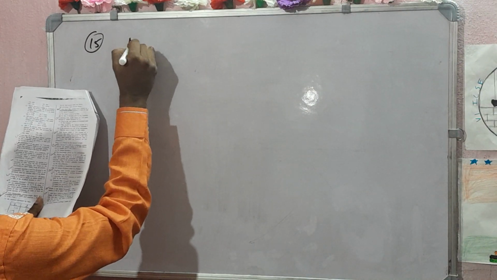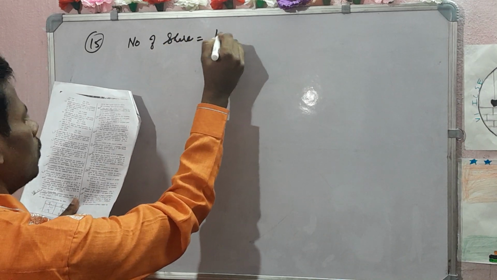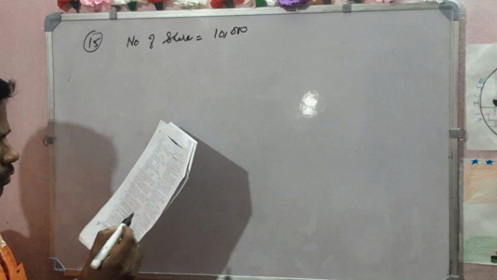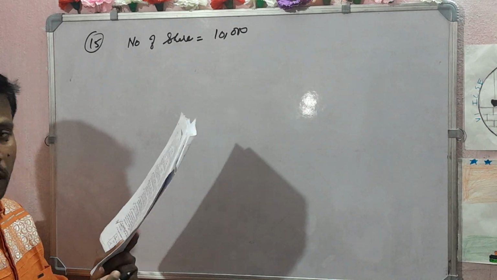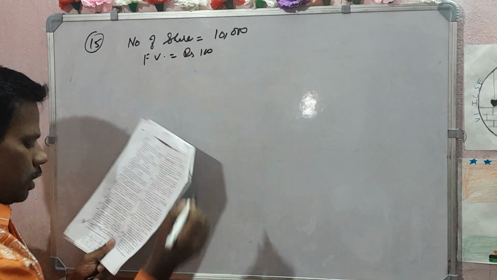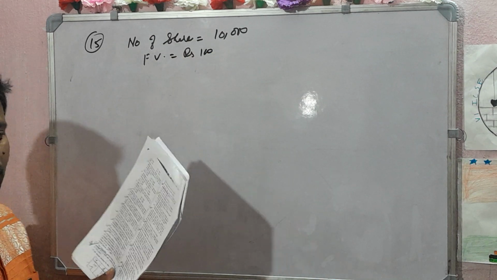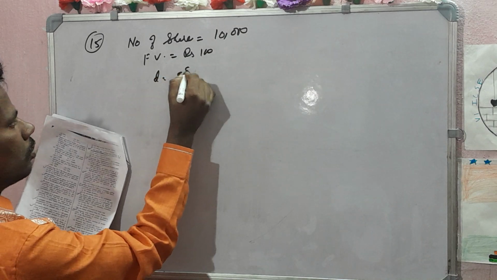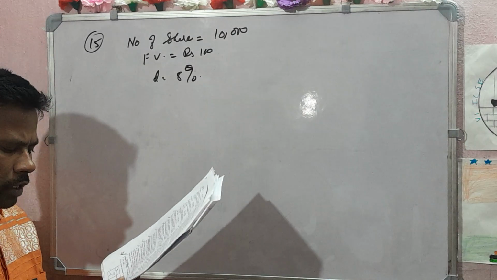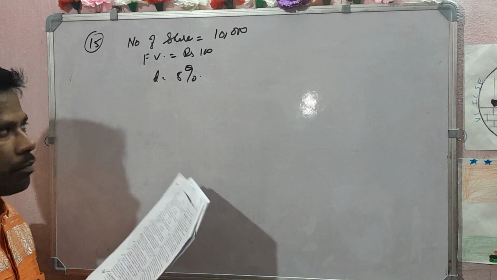How many shares are there? Number of shares is equal to 10,000 shares, right? Face value is how much? Face value is rupees 100. It declares an annual dividend of 8% to the shareholders. Dividend is equal to 8%. He is asking the total amount of dividend, calculate the total amount of the dividend paid by the company.